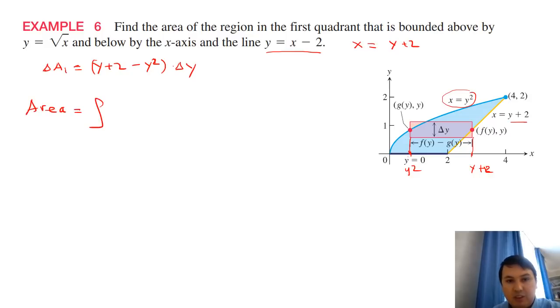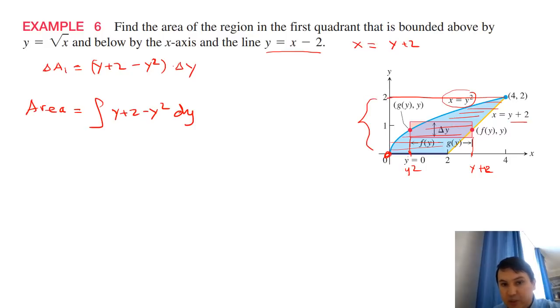So basically, applying the Riemann sum and taking the limits and so on and so forth, eventually the area becomes the integral of y plus 2 minus y squared dy. And where are my limits? How am I slicing? I'm slicing horizontally, so I start from 0 until I reach this point. Because my integral is with respect to y, I need to look at the limits on the y-axis, not on x. So you shouldn't say from 0 to 4. No, it's from 0 to 2.